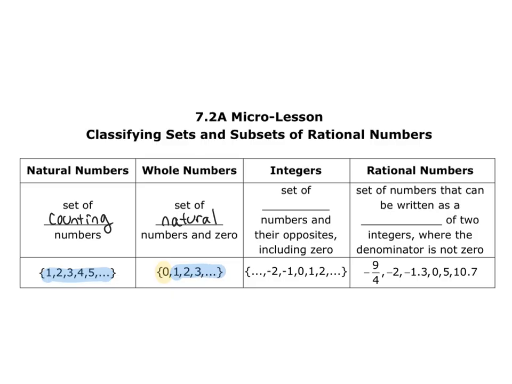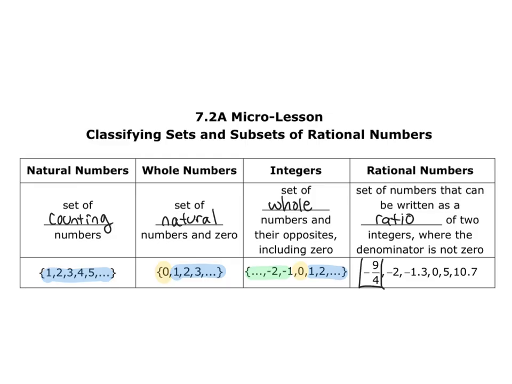Our integers have our natural numbers, and they have 0, and they have the opposites of the natural numbers. So that is the set of whole numbers and their opposites. Rational numbers, that's just any number that can be written as a ratio of two integers.